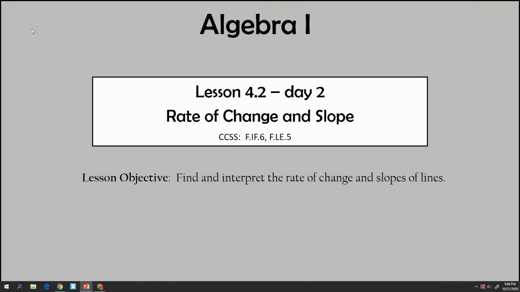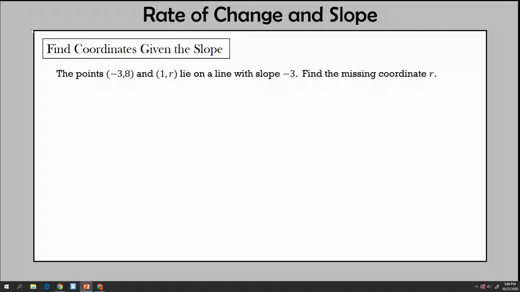We're going to work today on the second half of lesson 4.2, which is rate of change of slope. We're going to do two things today. First of all, if we were given a slope and a pair of points with one coordinate missing, how do we find that missing coordinate? We're going to do a couple of those problems today. And we're also going to work on graphing using the slope and the y-intercept or the slope and a given point.